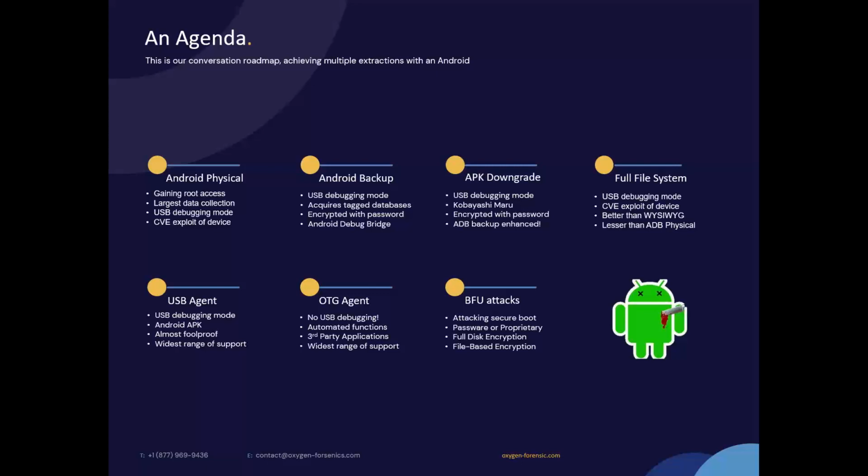So that's a really cool, called the Android backup enhanced version of getting things. And the full file system, people call it all kinds of things, file system, full file system, whatever. It's the better than the what you see is what you get level, less than getting a physical, but generally a great data set to work with.